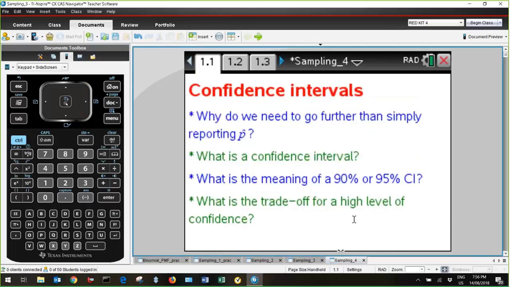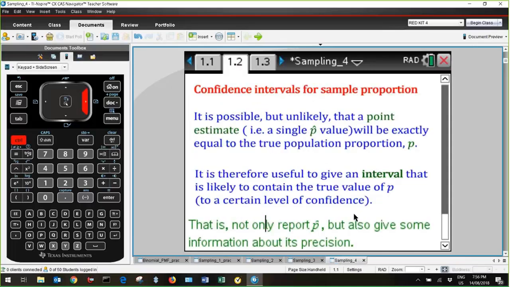Okay, and just in the last few minutes that I've got left, confidence intervals. So why do we need to go further than just reporting the value of p hat? So what do we mean by a confidence interval? Well, the problem with only reporting p hat is that it's really not enough, because we also need to give some information about the precision of that estimate. And that's what the confidence interval is doing. It's giving not just the value, but also an interval that is likely to contain that value.